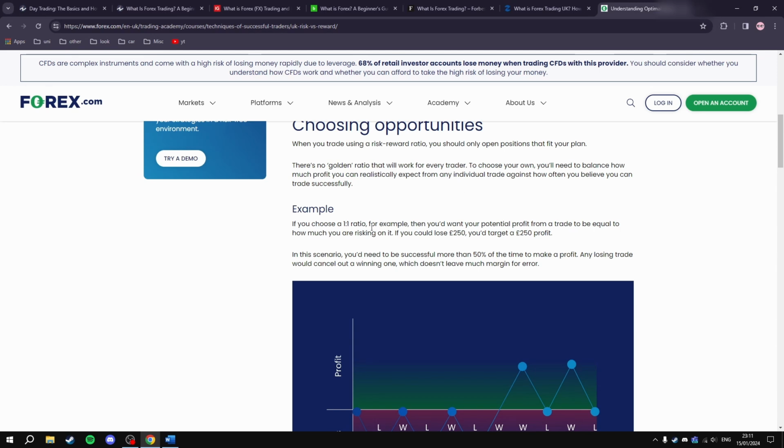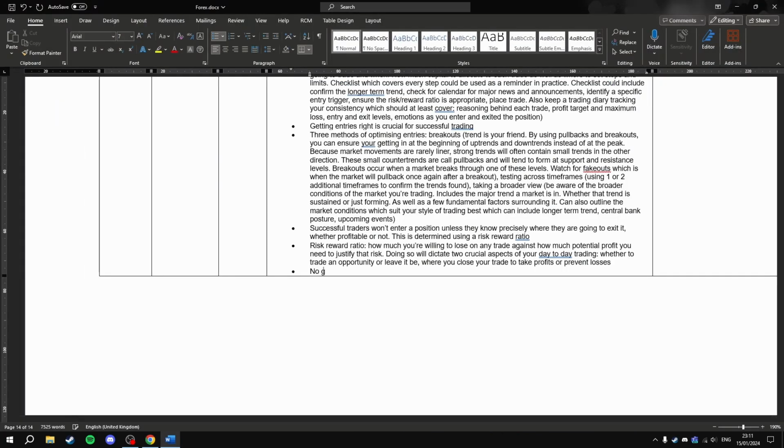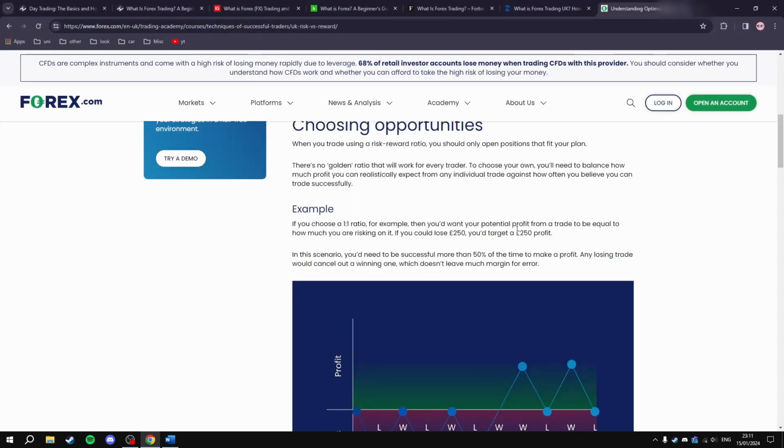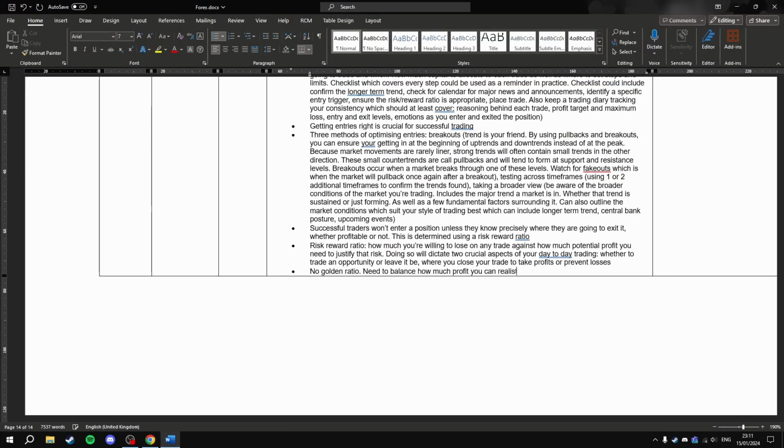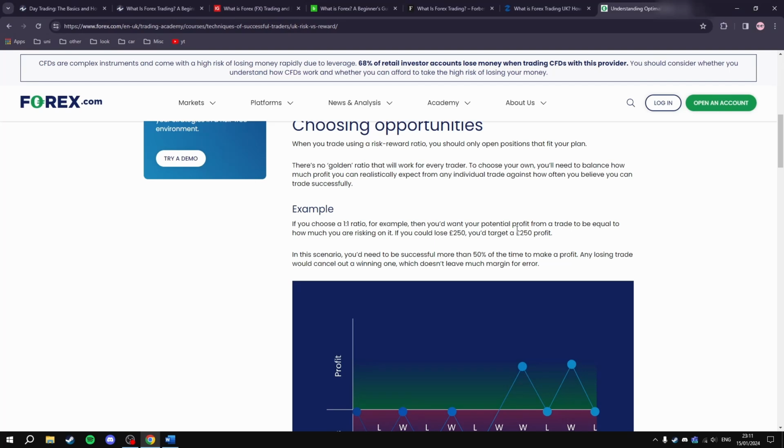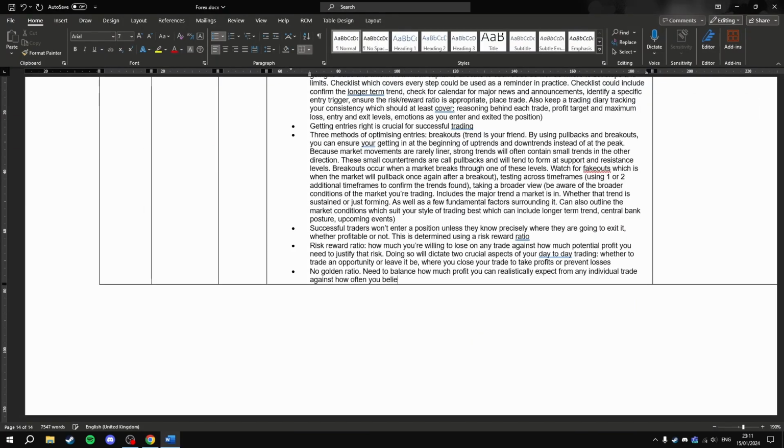No golden ratio. You need to balance how much profit you can realistically expect from any individual trade against how often you believe you can trade successfully.